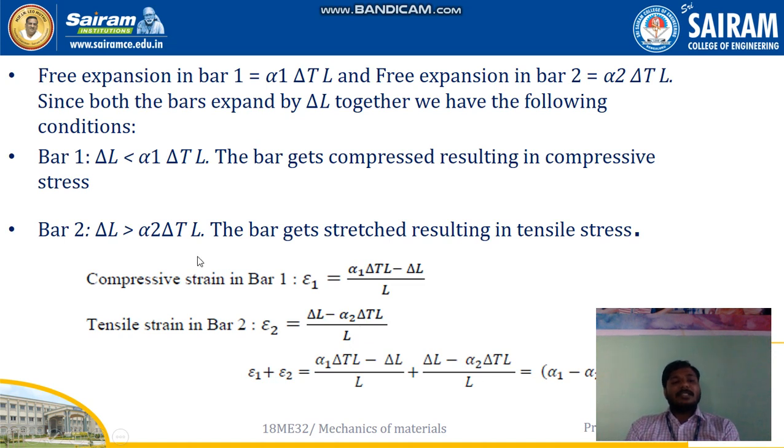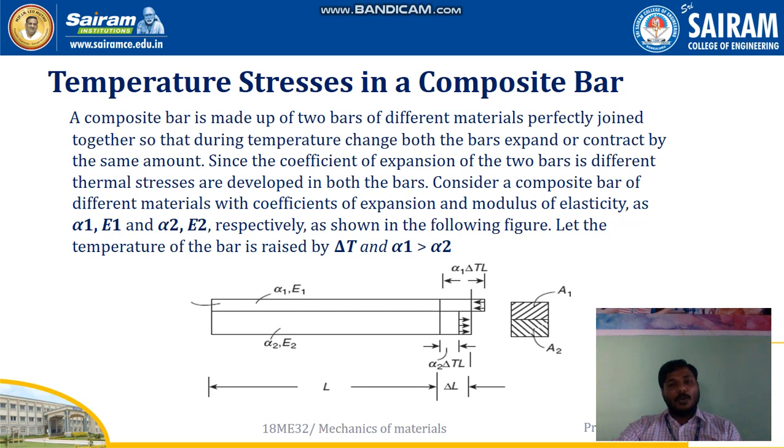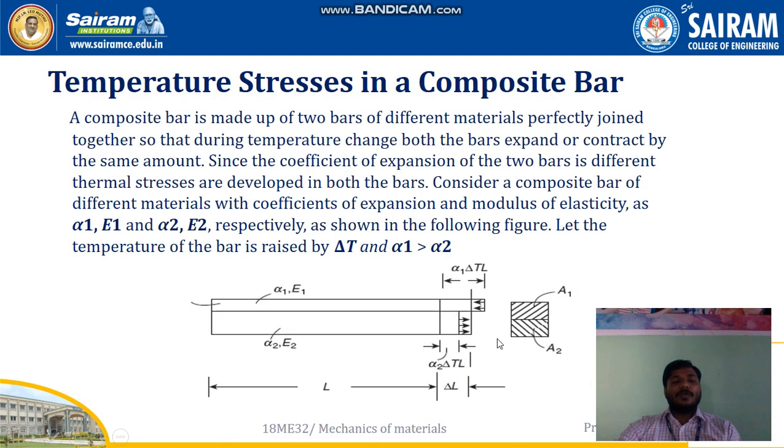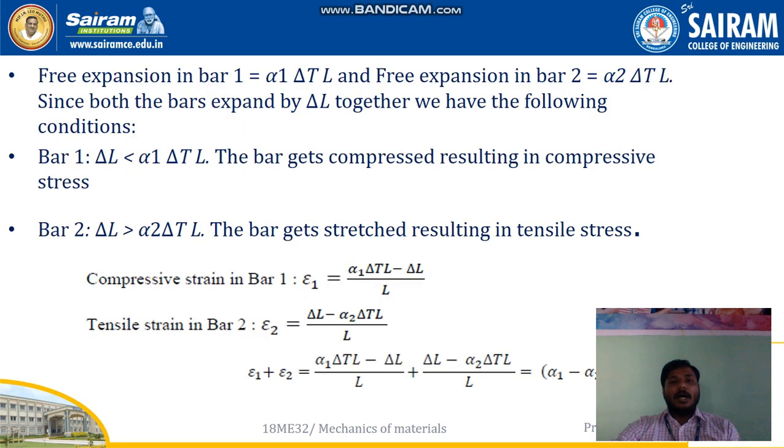By combining both the strains, that is the compressive strain in bar 1 and the tensile strain in bar 2, we can write the equation: alpha 1 into delta T into L minus delta L, divided by the original length, plus delta L minus the free expansion in bar 2, divided by L. Both equations together give alpha 1 minus alpha 2 into delta T. This is the equation we use to find the strains and the temperature stresses in a composite bar made of two different materials.